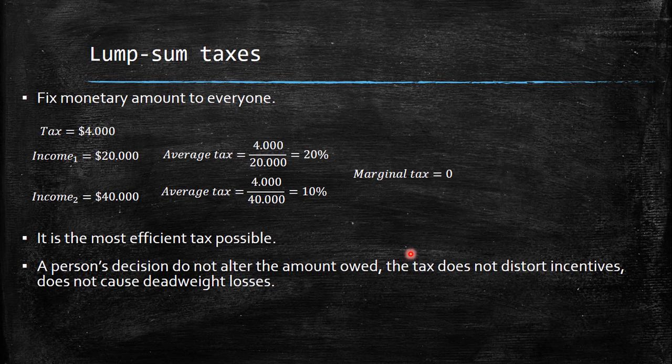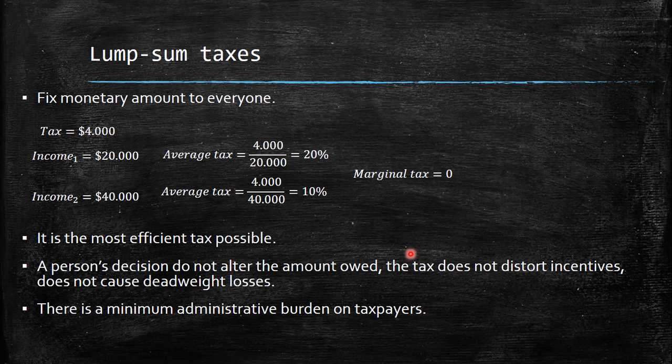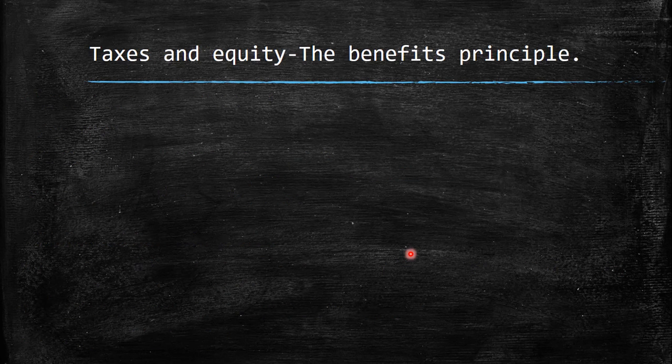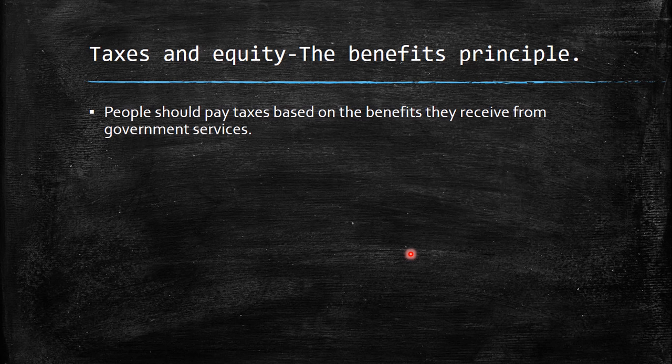So here, as we said before, the tax does not distort incentives. And actually, there is a minimum administrative burden on taxpayers as well, but it's not the most equitable. Okay, equity problem. So we have different theories in order to work on taxes and equity. The first one is the benefits principle. So in the benefits principle, basically people should pay taxes based on the benefits they receive from government services.